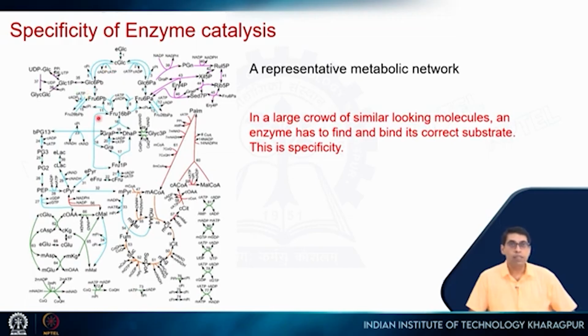So each of these steps is catalyzed by different enzymes, and you can see that some of these molecules look very similar in structure. Maybe they are just different stereoisomers, right? So enzymes have to be very specific so that they bind the right substrate and carry out the reaction. So this is called specificity, and we have already seen specificity in the context of protein ligand interaction when I talked about the FGF receptors.